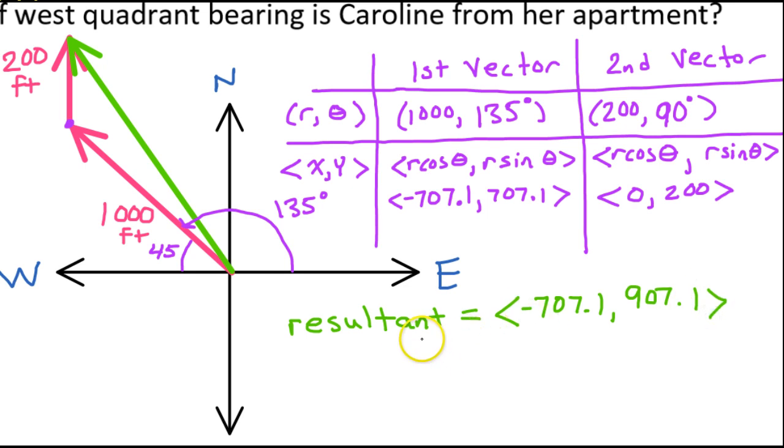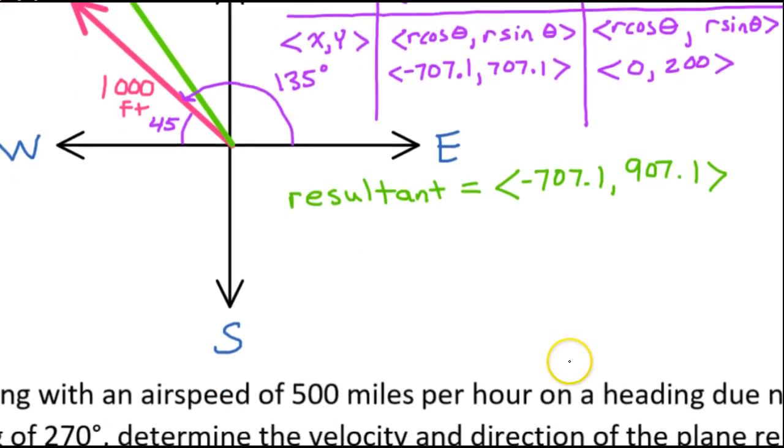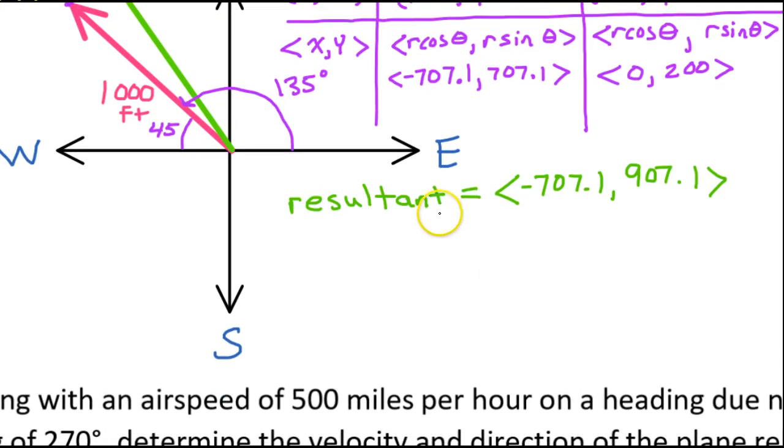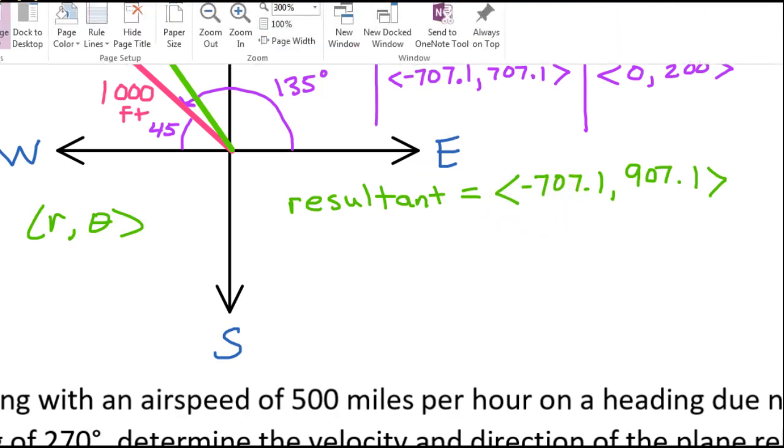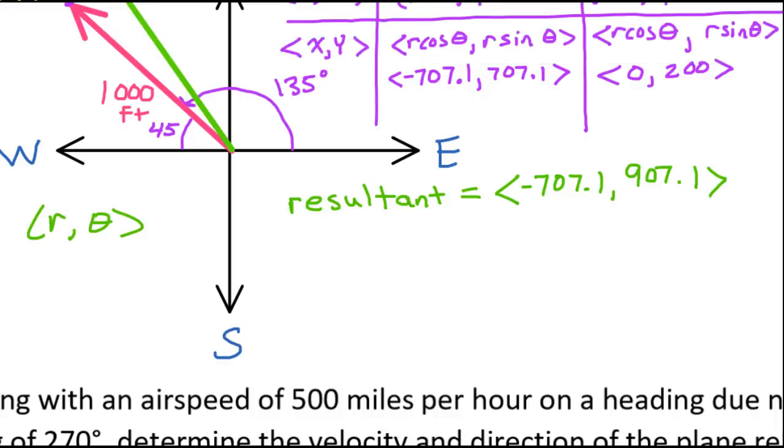Now, I need the magnitude and direction of this. All right, I have these rectangular coordinates. I have the component form. But to answer the question, I need to change this back into the form r and theta. I need the magnitude and the direction. So how do I do that? Well, I think it would be helpful to make a diagram out of this.